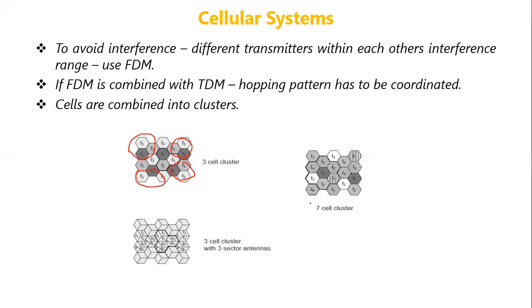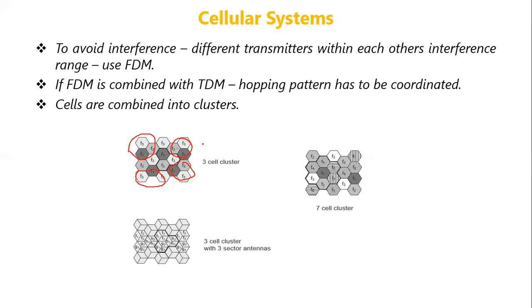And in the right side figure, seven cells form a cluster. So why should this type of cluster be formed? Basically, within a cluster, each of the cells uses a unique frequency. If you see this particular cluster, each cell uses a different frequency. One cell uses F1, another uses F2, another uses F3. So this clustering scheme can be used for frequency reuse. This pattern also shows the repetition of the same frequency sets.